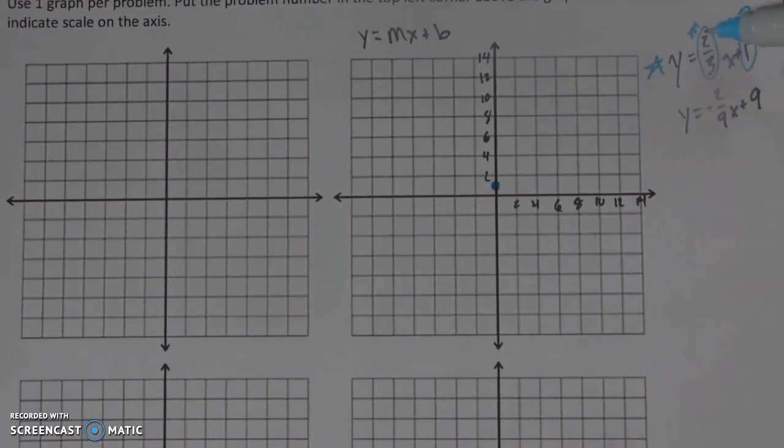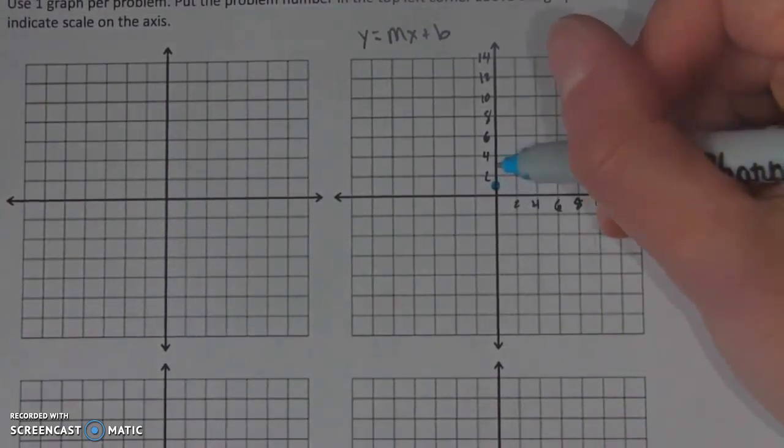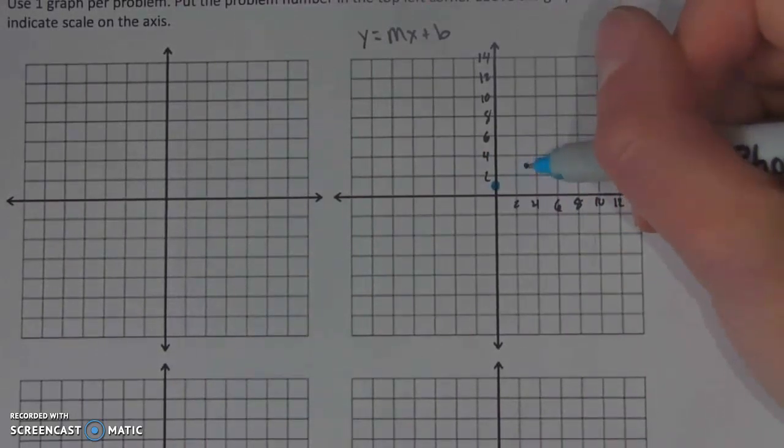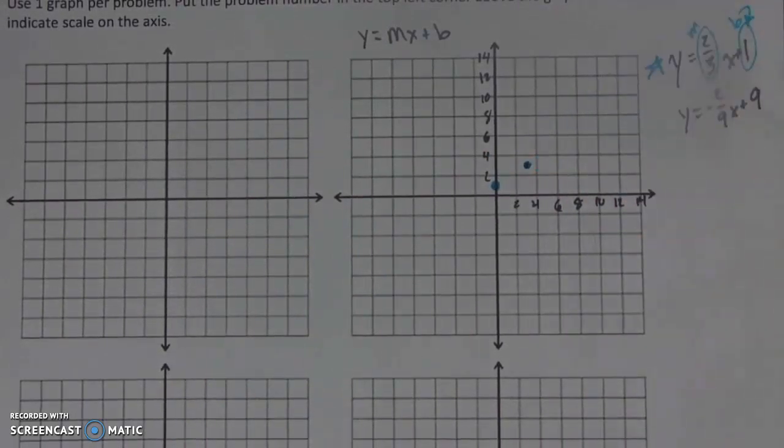Next, I'm going to start to move, and I'm going to move by doing my slope, which just tells me it's rise over its run. Since this is a 2 over 3, it's saying that you rise 2 and go over 3. So I'm going to rise 2, go over 3. It's going to put me smack dab in the middle of that box.